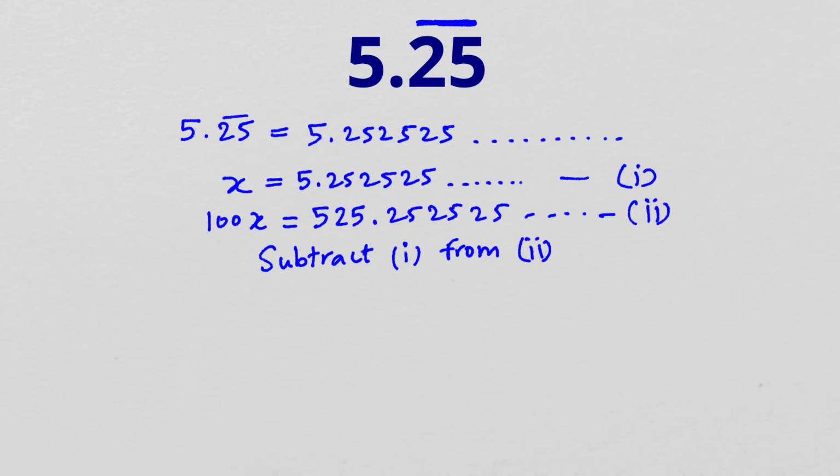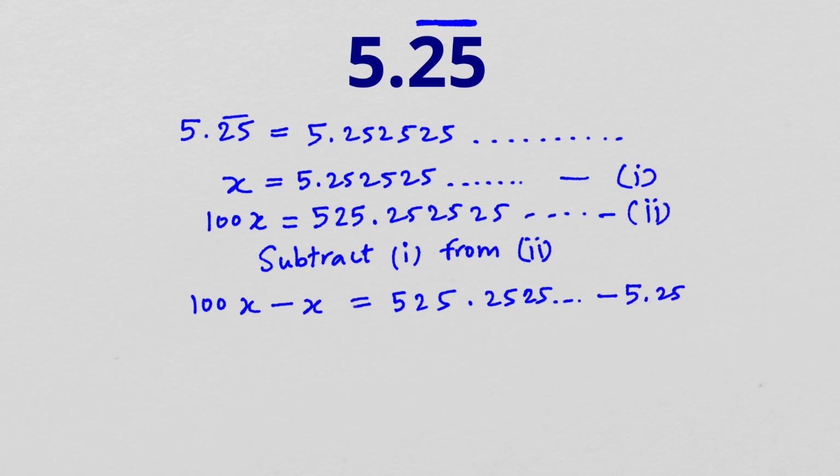And then you subtract equation 1 from 2, which means you subtract x from 100x, and on the other side you subtract 5.252525 from 525.252525. As you can see, subtracting on the right hand side, the term after the decimal will be cancelled, and 525 minus 5 will be 520, and 100x minus x is 99x.